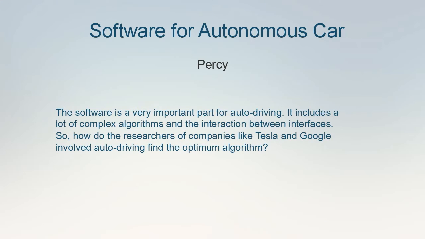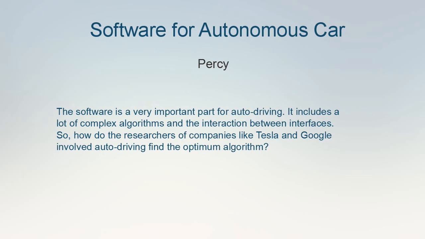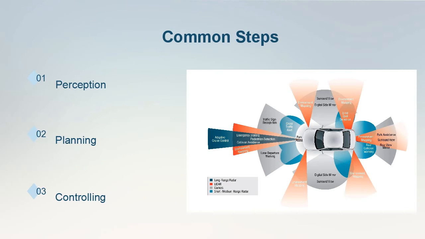Hi, my name is Percy, and today I will be talking about the software in auto-driving system. Software is a very important part for auto-driving system. It includes a lot of complex algorithms and the interaction between interfaces. So how do the researchers of companies like Tesla and Google involved in auto-driving system find the optimum algorithm? Most of them are working on the common 3-step strategy. That is perception, planning, and controlling.